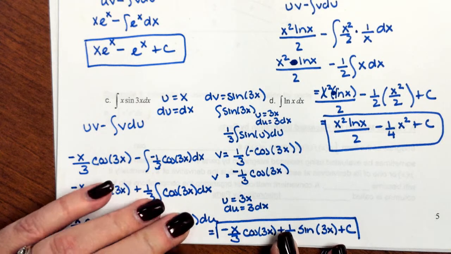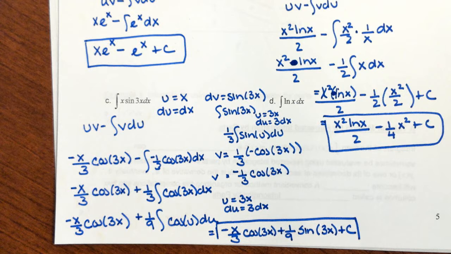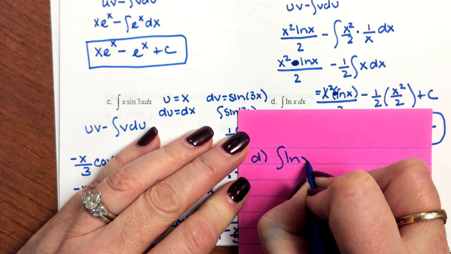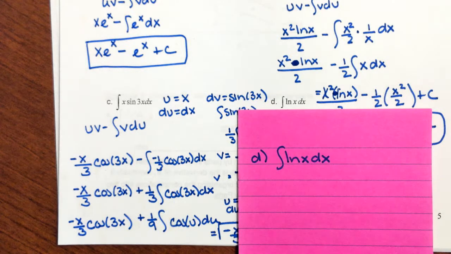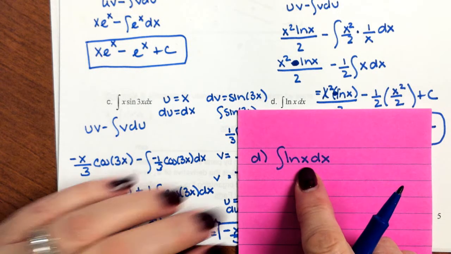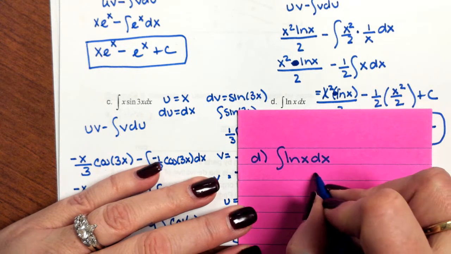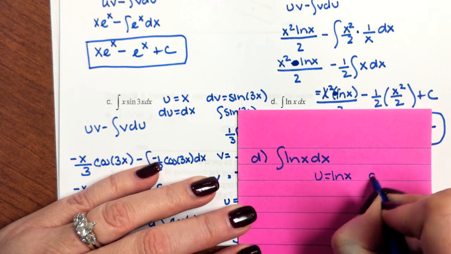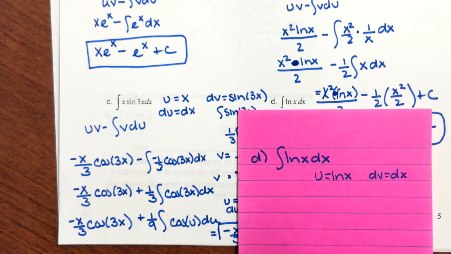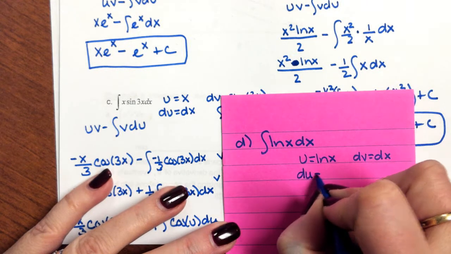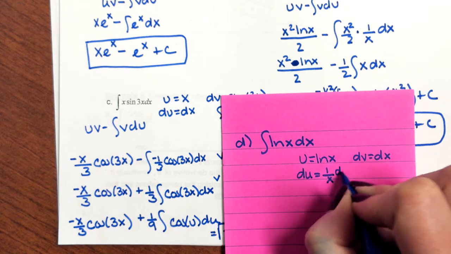Now for part D, we have the natural log of x. So we have no rule on integrating the natural log of x. So notice I have a logarithmic function, and that's the first thing that comes in my LIATE phrase. So I'm going to let u be equal to the natural log of x. My dv is just going to be equal to my dx. So when I take the derivative of natural log of x, that's going to be 1 over x dx.